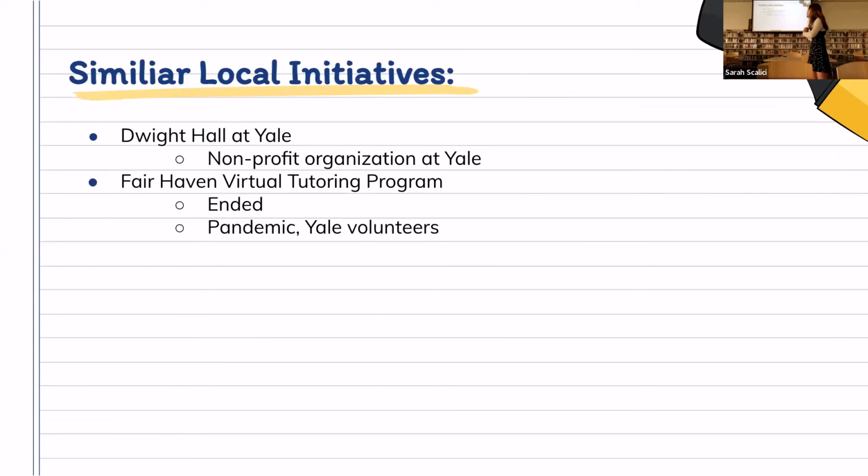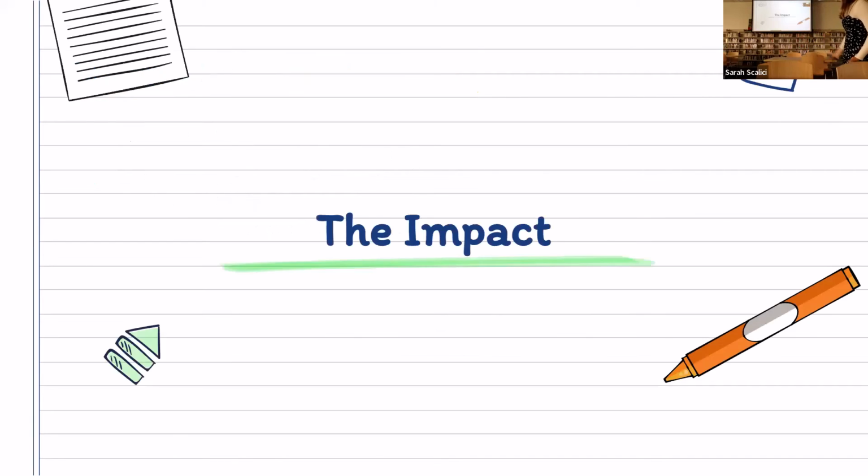And then for other similar local initiatives, Dwight Hall at Yale is a nonprofit organization at Yale that offered tutoring for the New Haven community, and then also the Fairhaven virtual tutoring program, which ended because it was just for the duration of the weird online pandemic phase. But that consisted of Yale volunteers. I reached out, but I did not hear back from either of them.